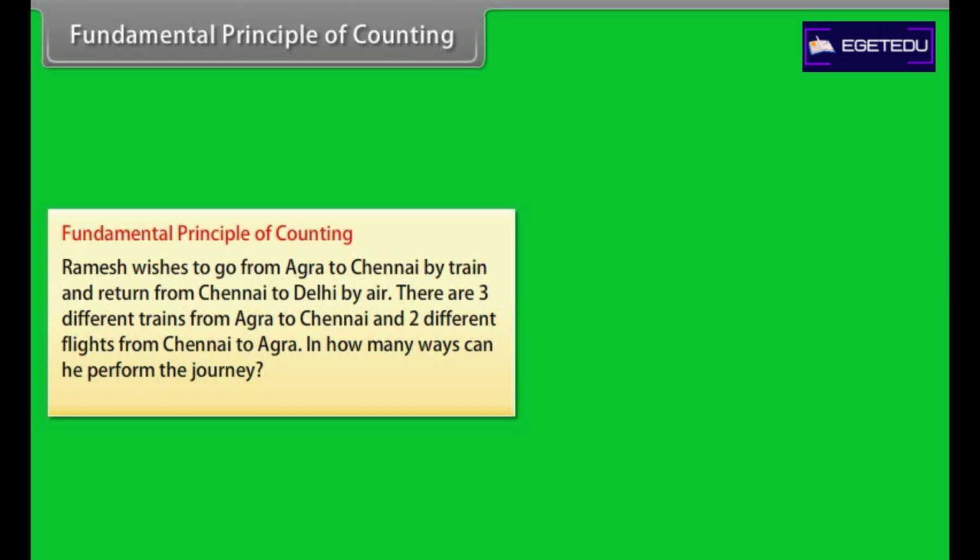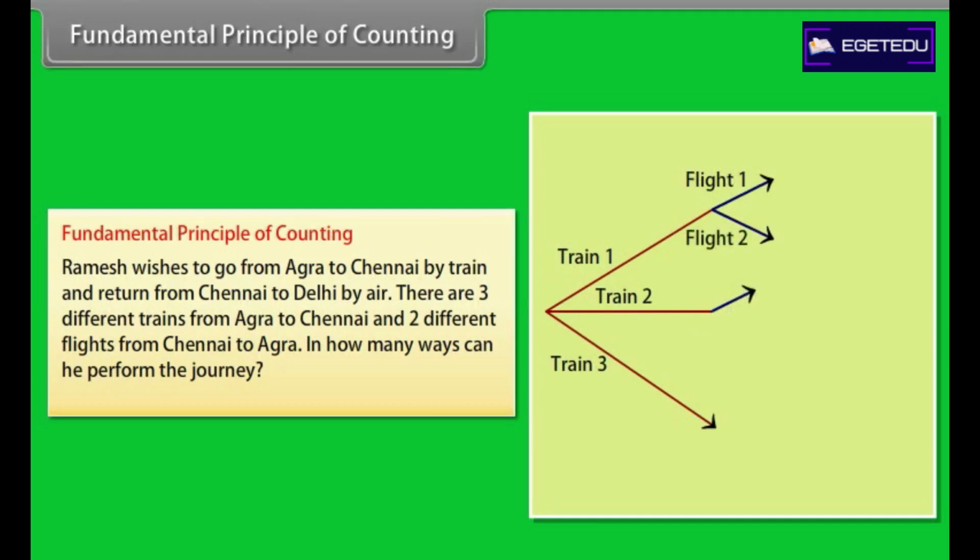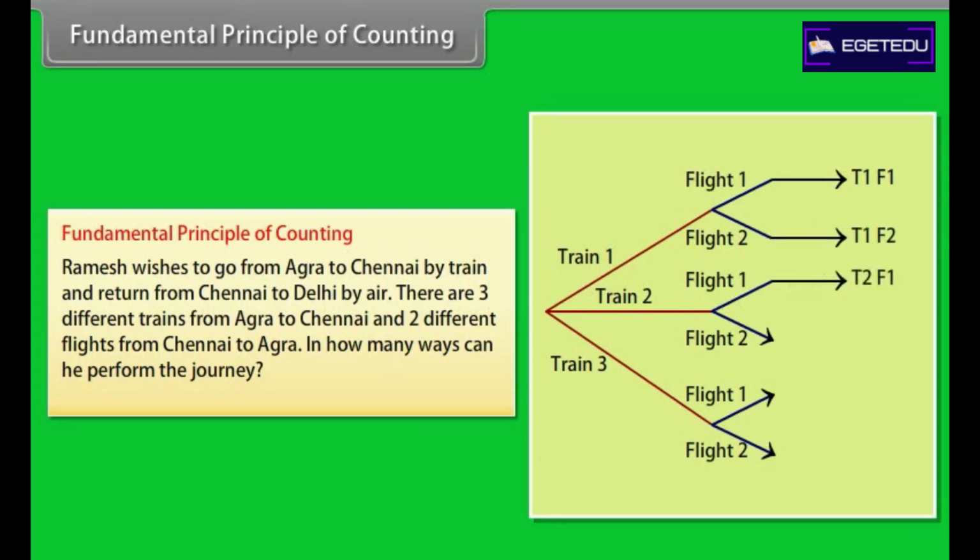Solution: since he can choose any one of the 3 trains for going to Chennai, and for each such choice, he has 2 choices for returning to Agra, he can perform the journey in 3 into 2 ways, that is, 6 ways.